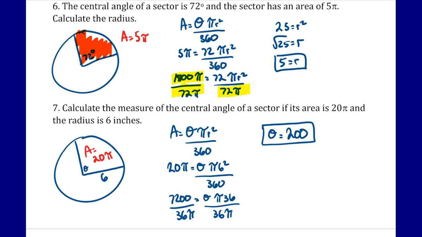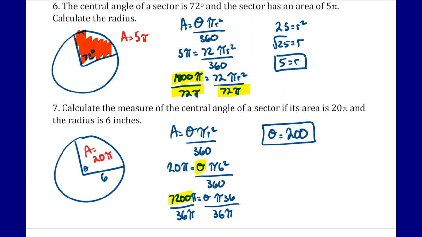For 7, I was given the sector area as 20 pi. I was told the radius, and we needed to figure out what the central angle was. So similar idea, start with our formula, plug in the information we know, and solve for our unknown. In this case, the unknown was theta. So I started by multiplying the one side by 360. Actually, there should be a pi there. So 20 pi times 360 is 7,200 pi. Again, I'm leaving pi. I forgot to write pi in there when I was doing it, but I'm leaving pi for now.